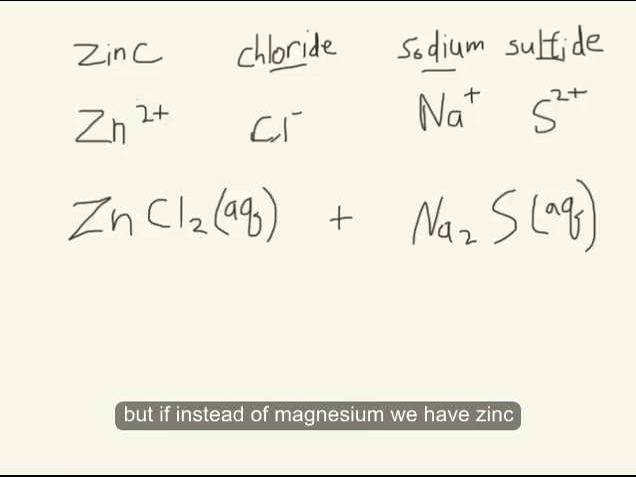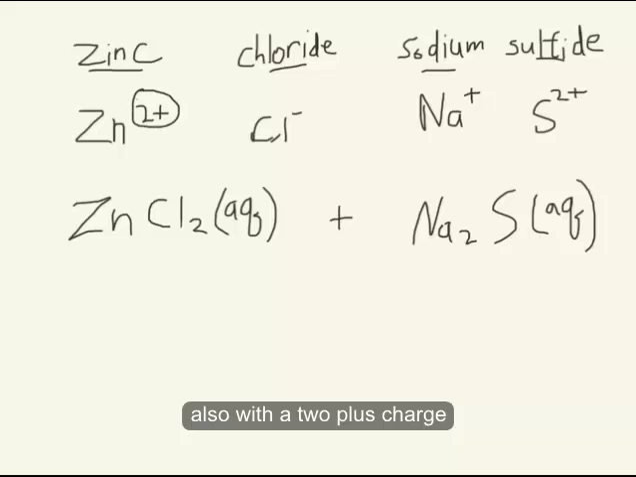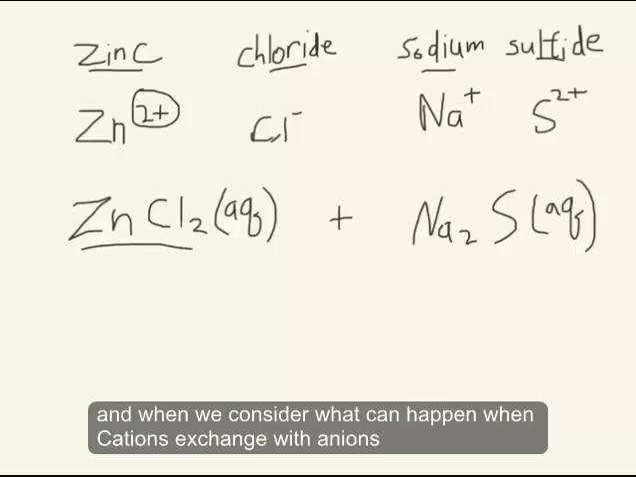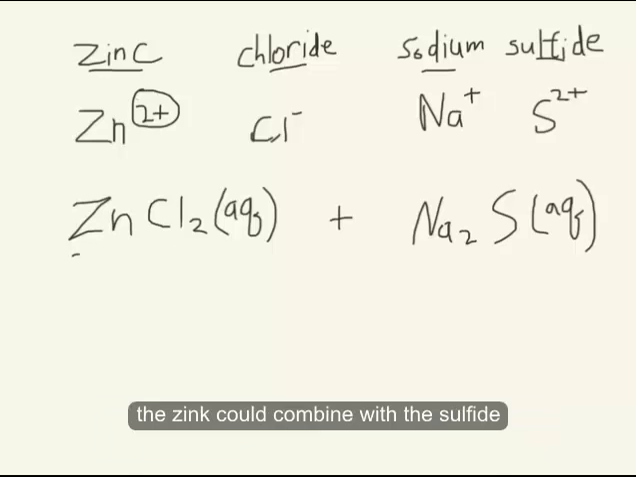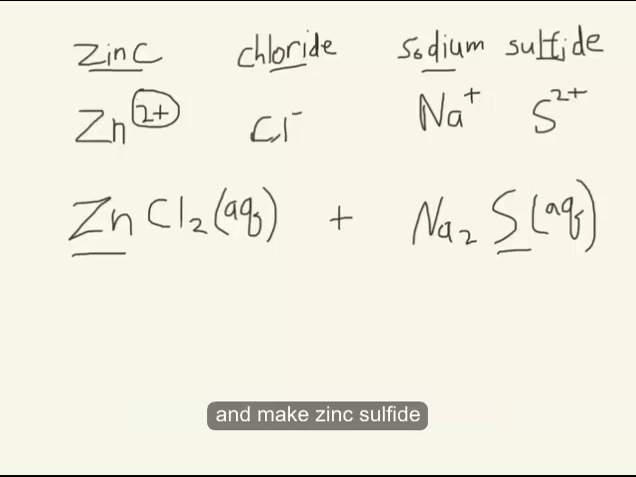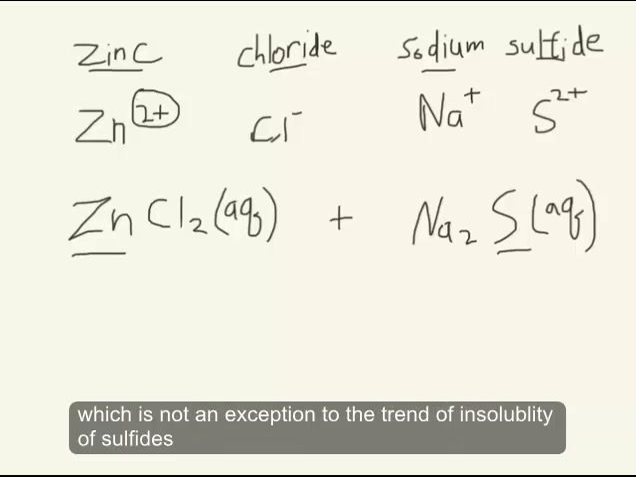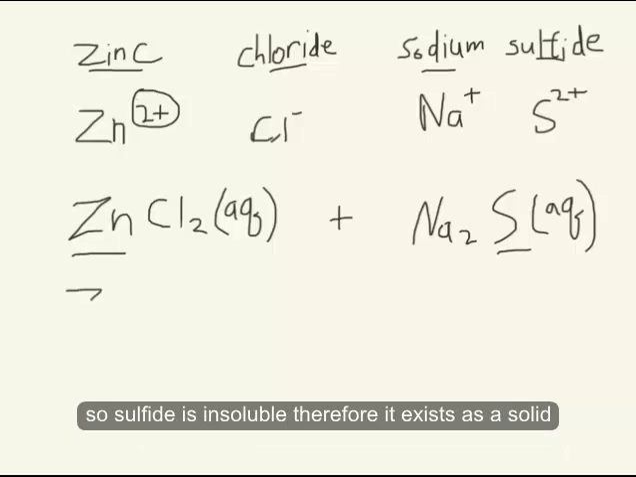But if instead of magnesium we have zinc, also with a 2 plus charge, we can write zinc chloride like this. And when we consider what can happen when cations exchange with anions, the zinc could combine with the sulfide and make zinc sulfide, which is not an exception to the insolubility of sulfides. So zinc sulfide is insoluble, therefore it exists as a solid.